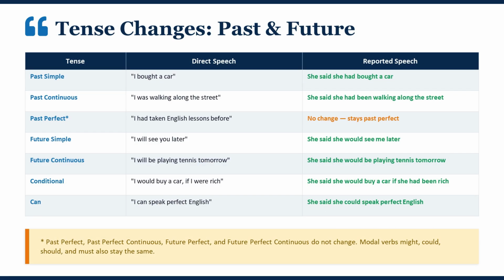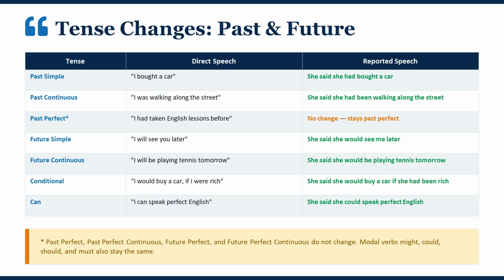Now let us continue with the past tenses and future tenses. Past simple changes to past perfect. "I bought" becomes "she had bought." Past continuous changes to past perfect continuous. "I was walking" becomes "she had been walking." Now here is an important exception. Past perfect does not change. Since past perfect is already the furthest back we can go, it stays the same in reported speech.